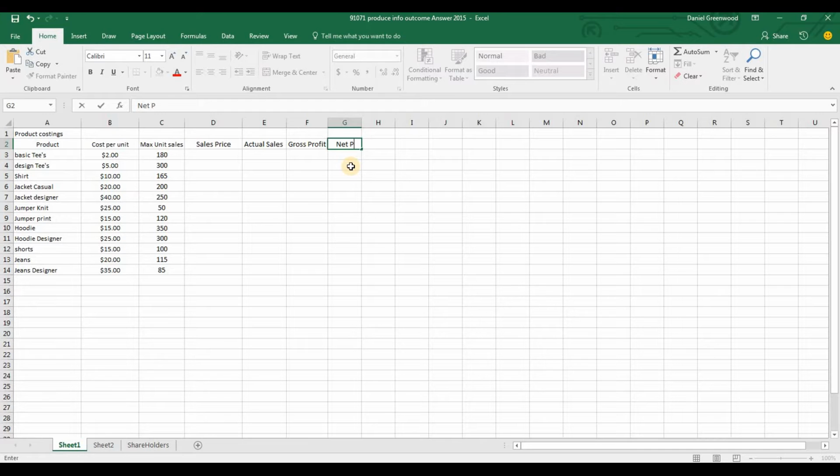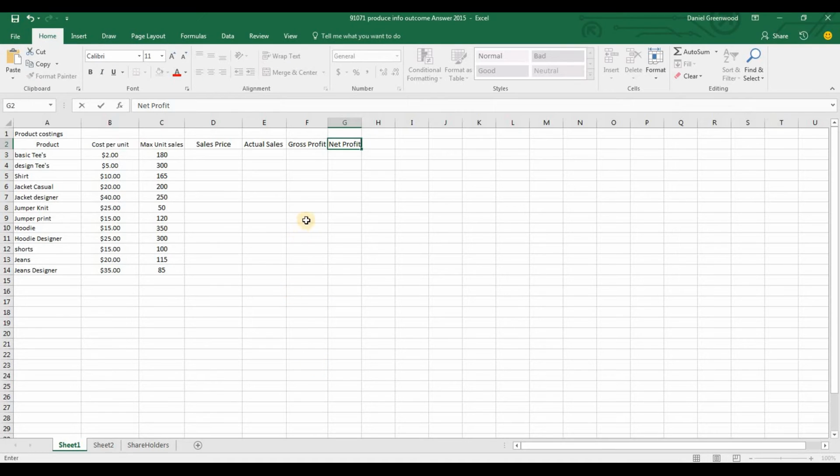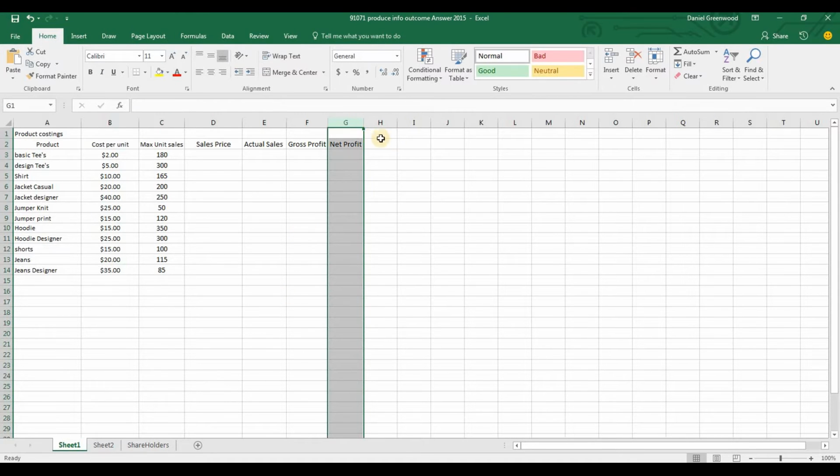Net profit. Right, total operating expenses. This is the added up cost of running a company. Factor. Okay, that's something different. Operating profit. This is the result of all money made and deductions of all expenses. Okay, that's something. Financial quarter. Okay, this is explaining what the term financial quarter means. Okay, so you got these in.